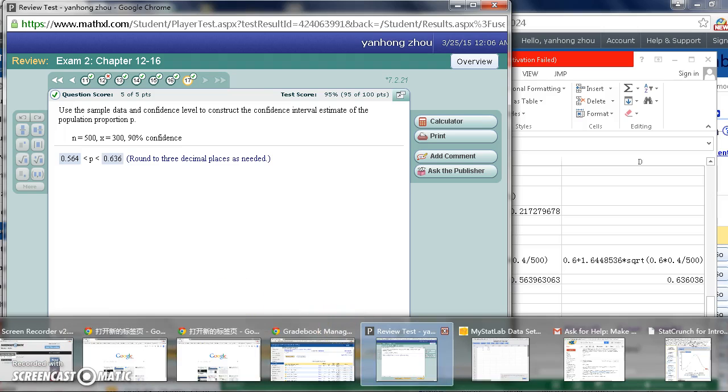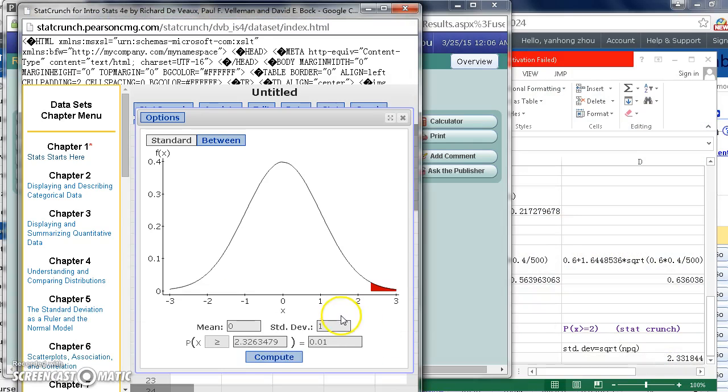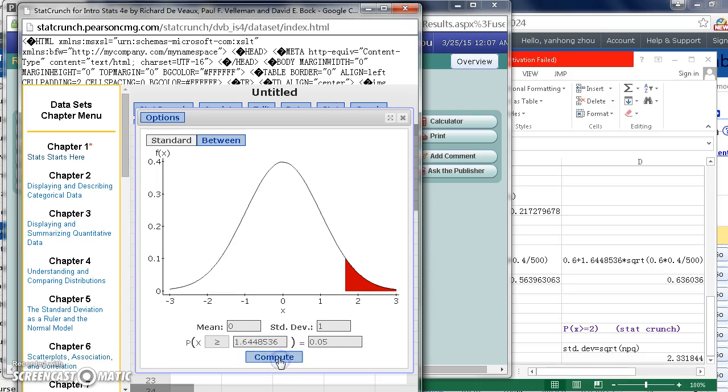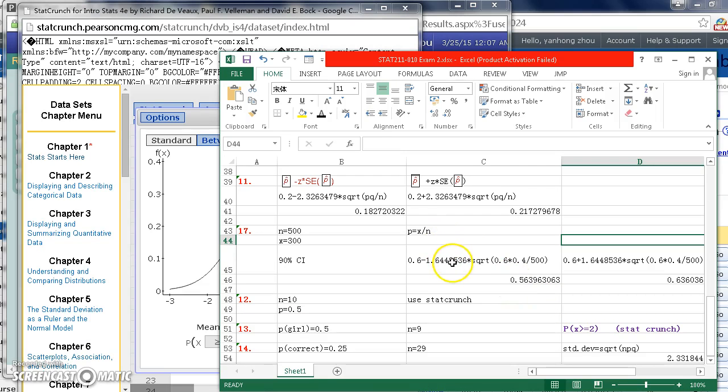So what we need to do, I will show you. This time, because it's a 90% interval, imagine that you have 90% in the middle, which means you will have 5% on each side, 0.05. So this is the z for the 90% interval, 1.6. I copied that number here already. So plug it into this formula.